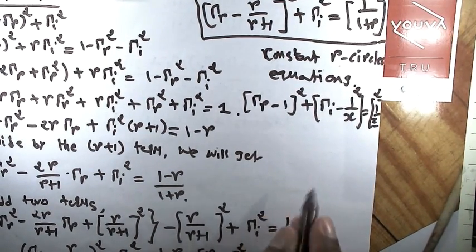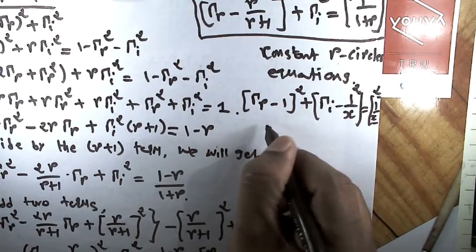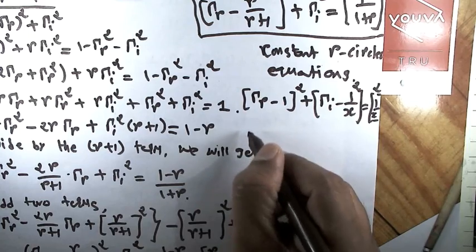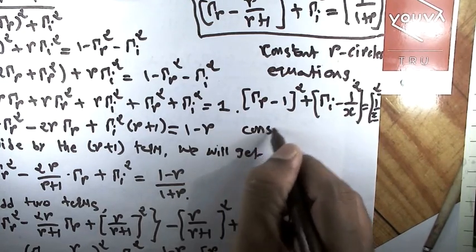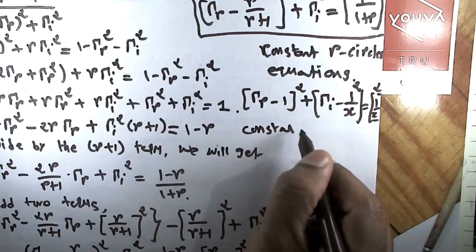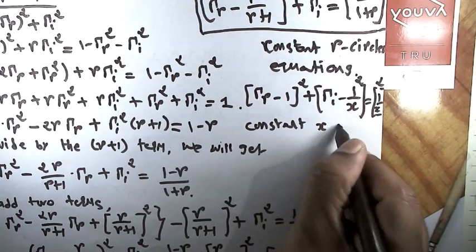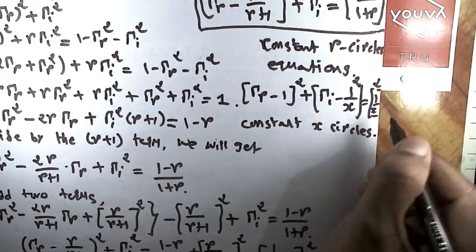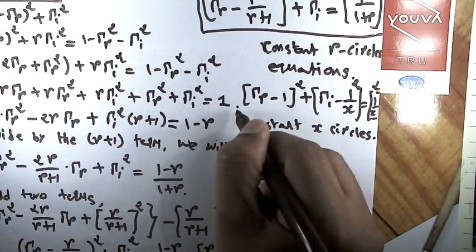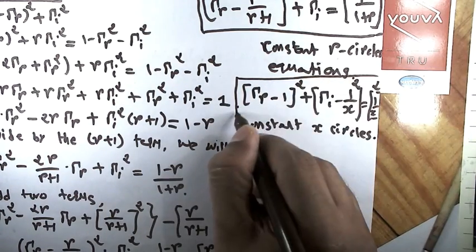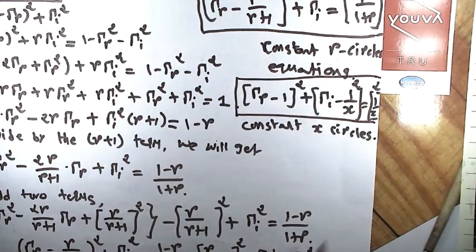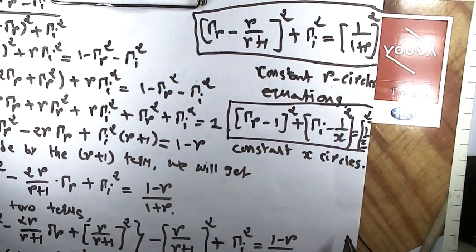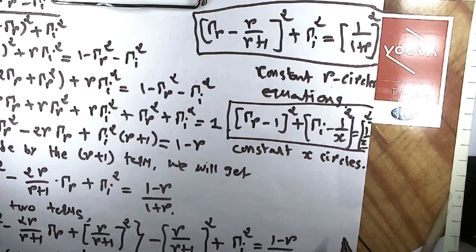So finally I have two expressions. One is for a constant r circle and this one is for a constant x circle. By using these two constant r and x circles, we will construct the Smith chart. So we will see in the next class.